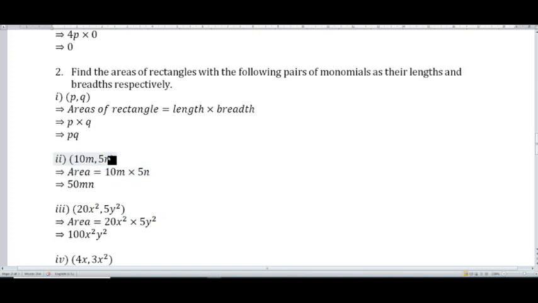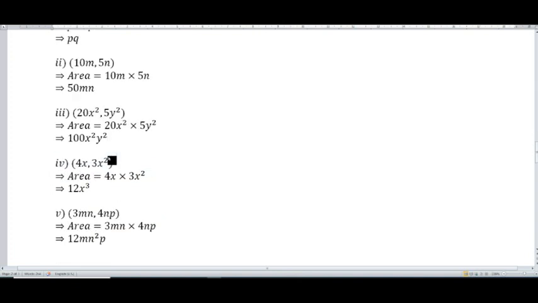In the same way, in sub number 2, 10m and 5n are there. So the area is 10m into 5n. So 10 fives are 50, mn will be there with it. So the answer will be 50mn.